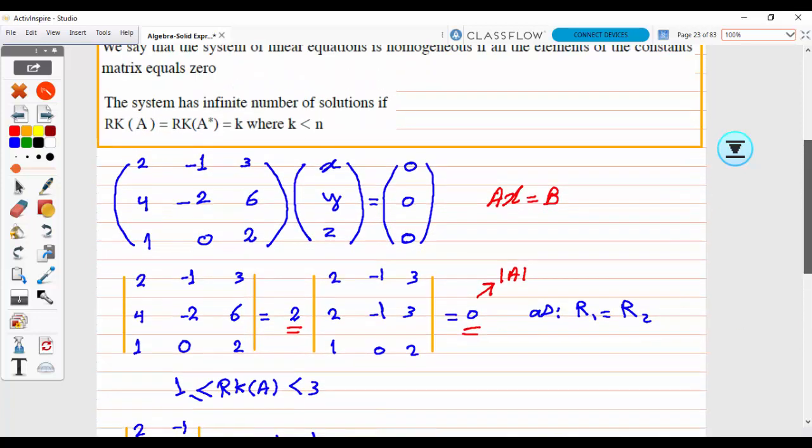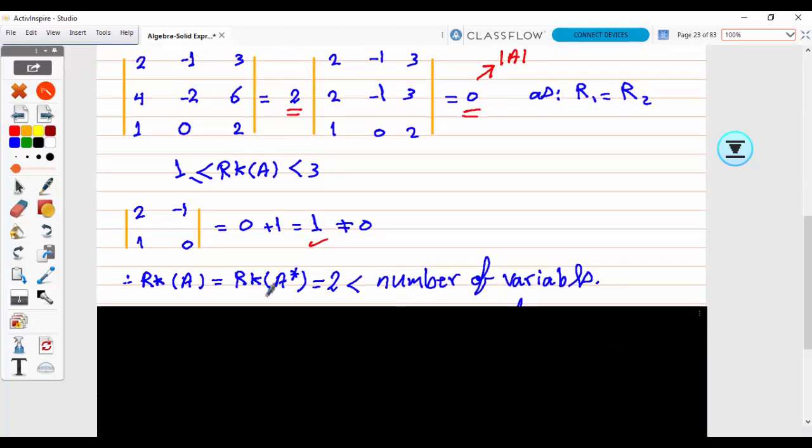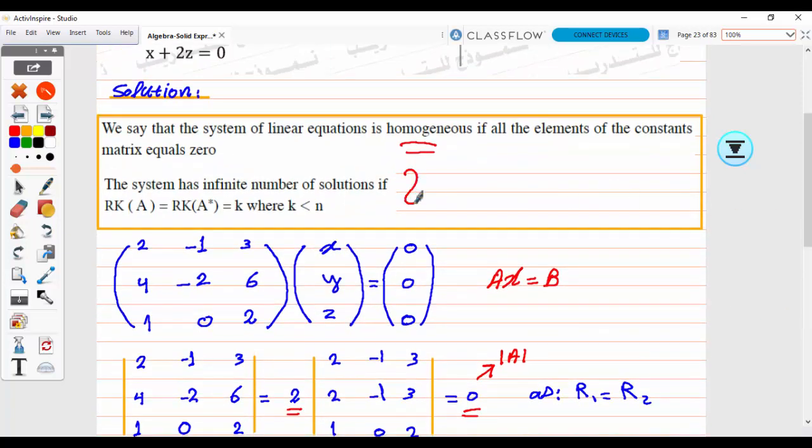Since the system is homogeneous, the rank of A equals the rank of A star, which equals 2. It's less than the number of variables. What's the number of variables? We have x, y, and z, 3 variables. But the rank equals 2, less than the number of variables. So according to the rule, the system has an infinite number of solutions. According to the definition here.